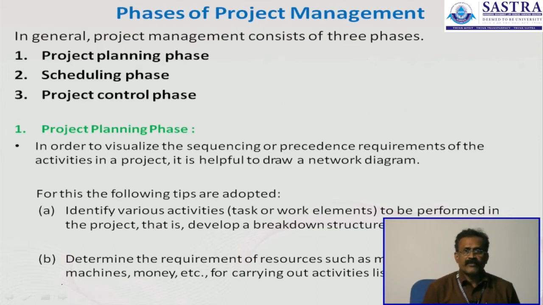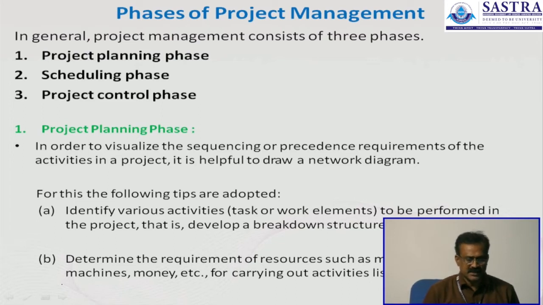And phases of project management, there are three phases in project management, and the first thing is the project planning phase, and the second is the scheduling phase, and the third is the project control phase. And in the project planning phase, there are some points.